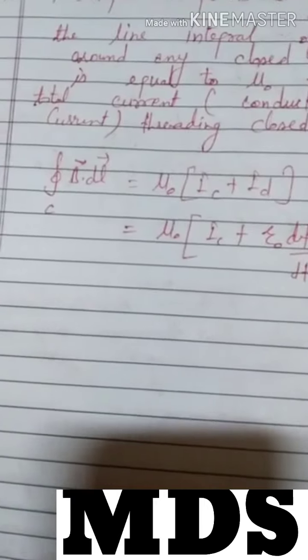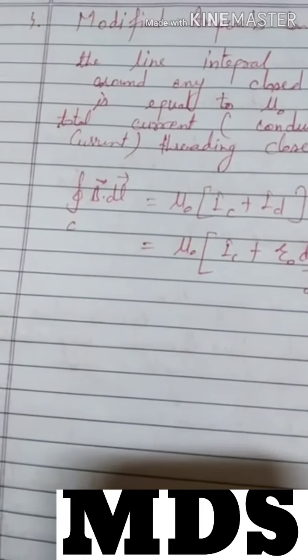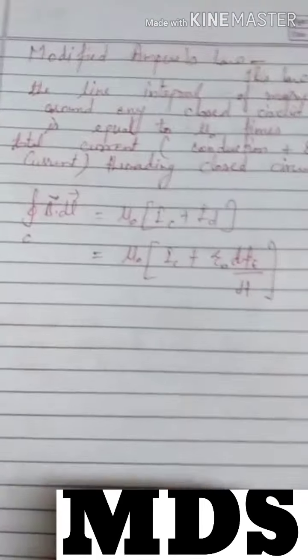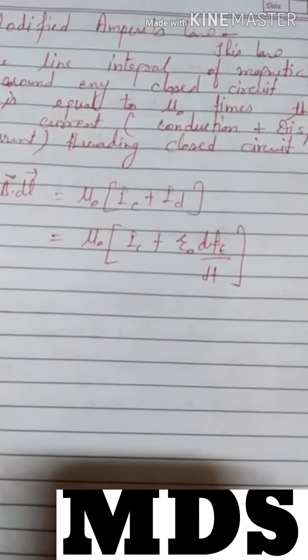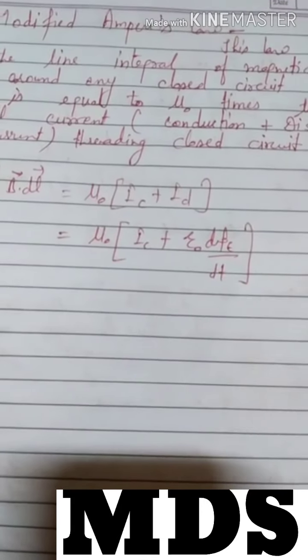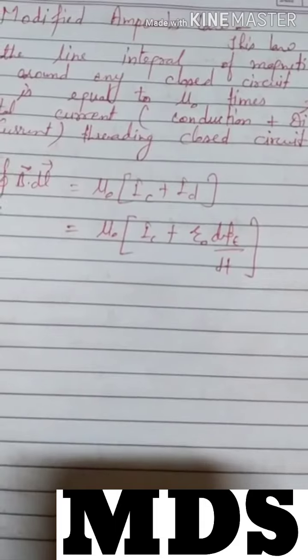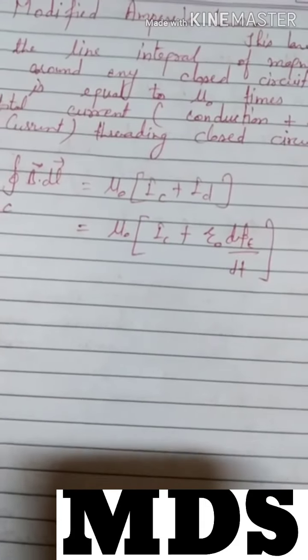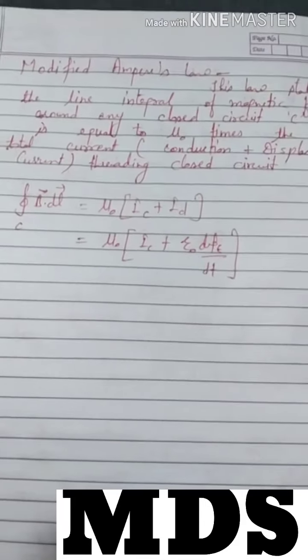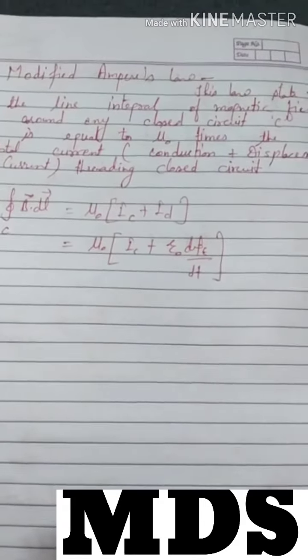There are four equations of Maxwell. The first is the Gauss law of electrostatics, next is the Gauss law of magnetism, the third equation is from the Faraday law of electromagnetic induction, and the fourth is the modified Ampere circuital law. Clear now?